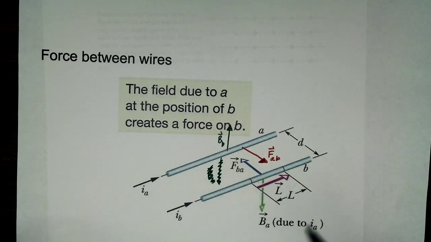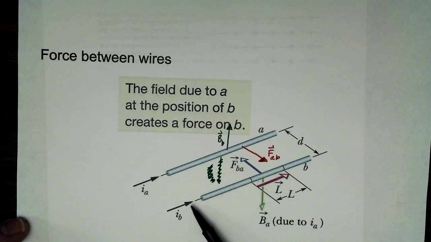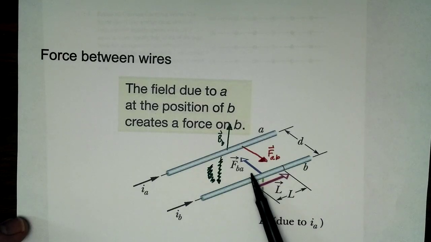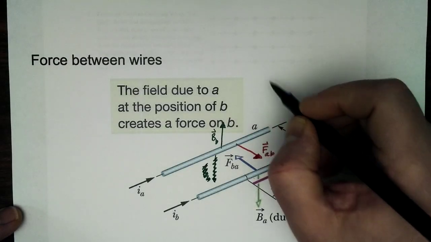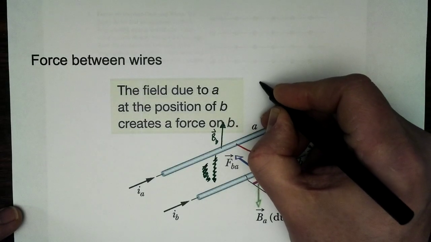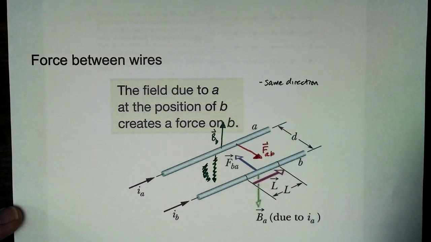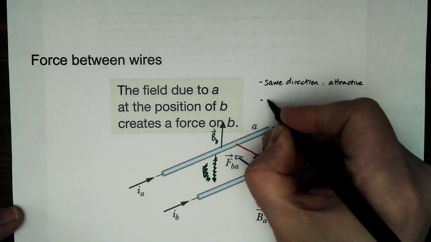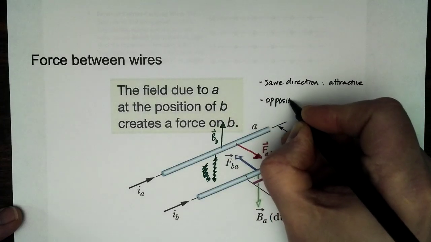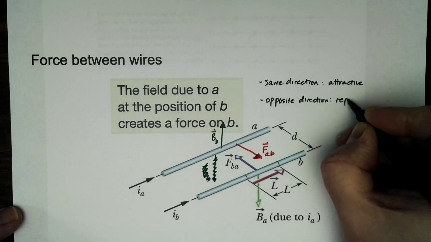Now, what would change if we changed the direction of current flow in one of these wires? Let's just say B is going the opposite direction. Well, the magnetic field due to wire A is in the same direction, but if current flow is reversed, that reverses the force as well. And so there's a couple of conclusions you can make from this. If the two wires are carrying current in the same direction, then the forces they put on each other are attractive. And if they are carrying current in the opposite direction, they are repulsive.